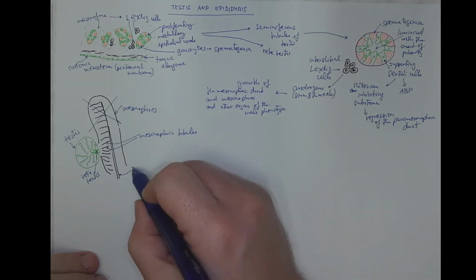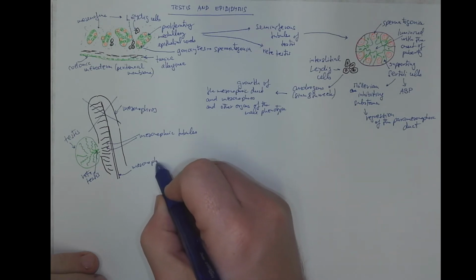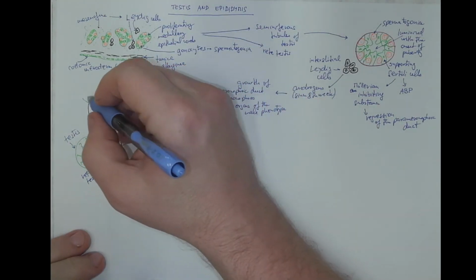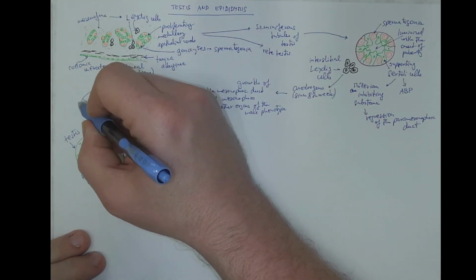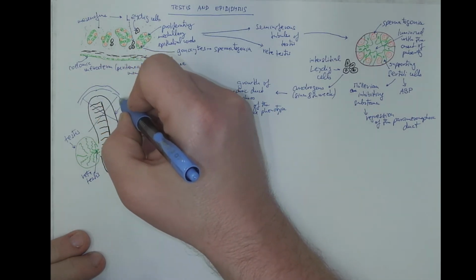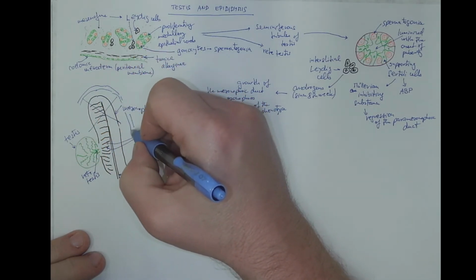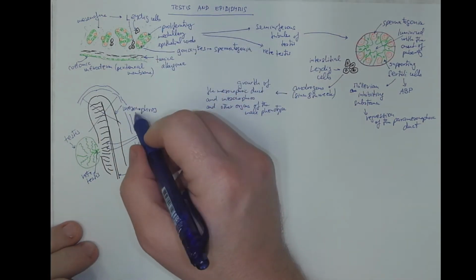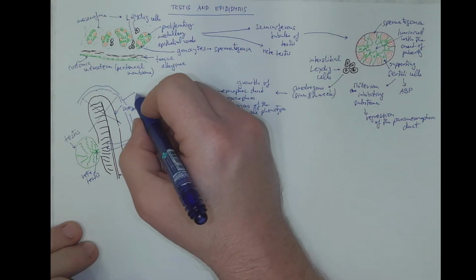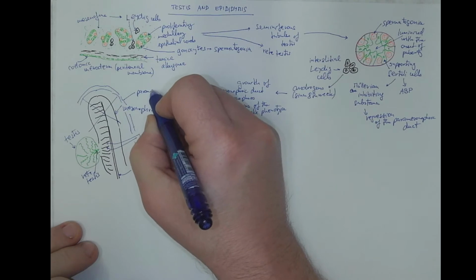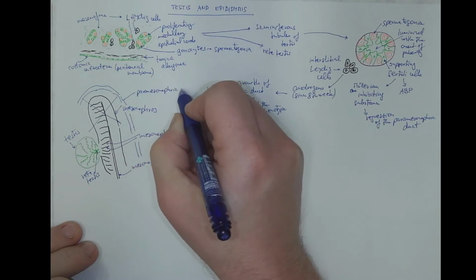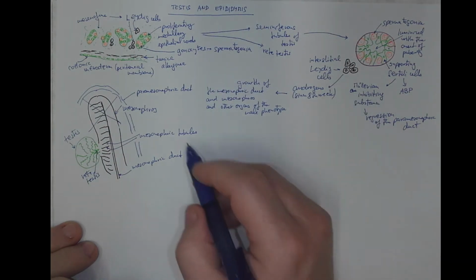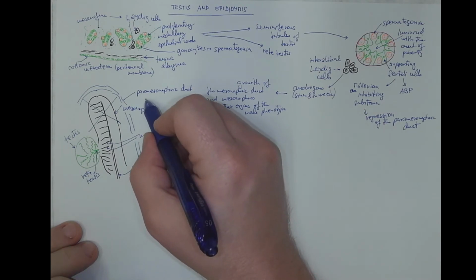This is the mesonephric duct. And we should not forget the paramesonephric duct, which will be somewhere here. Yeah, the Müllerian duct. Now the paramesonephric duct, under the influence of the Müllerian inhibiting substance, undergoes regression.